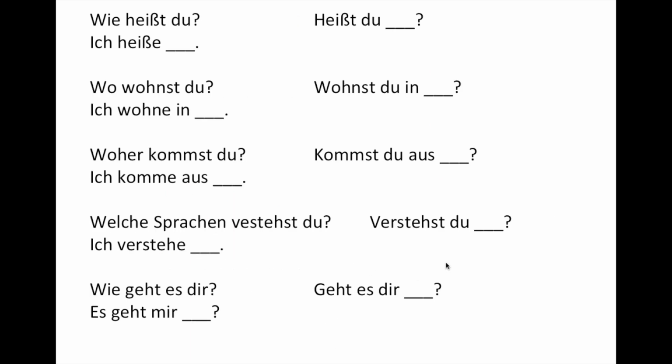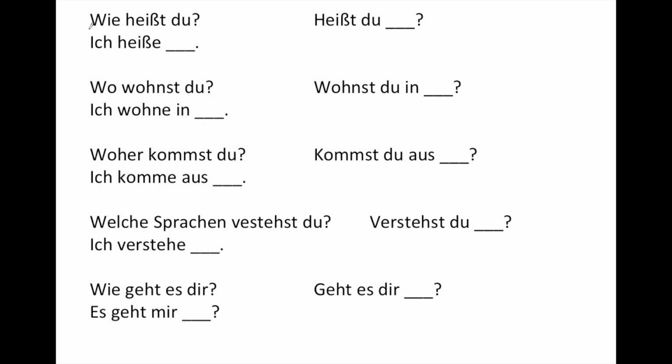So let's do a comparison of all five of our questions. Wie heißt du? What's your name? Wo wohnst du? Where do you live? Woher kommst du? Where do you come from? Welche Sprachen verstehst du? Which languages do you understand? And wie geht es dir? How are you? We have a similar word order for all of these.